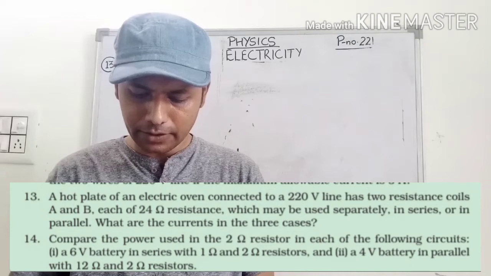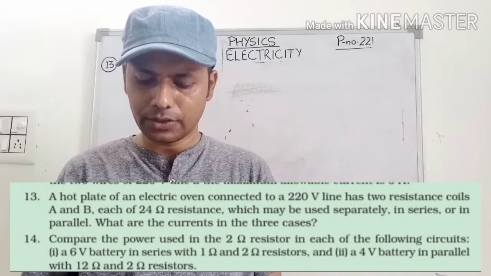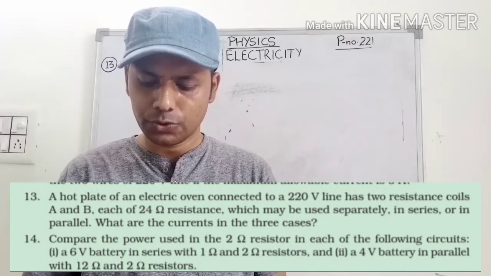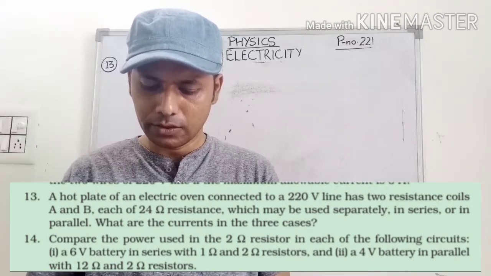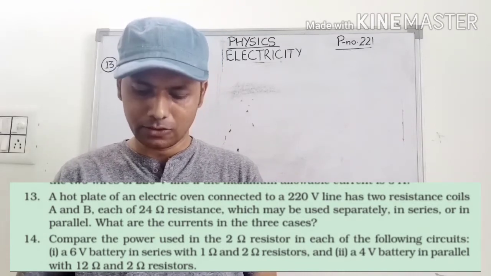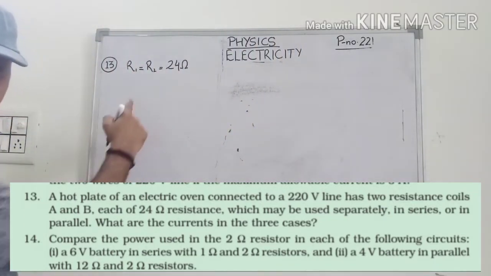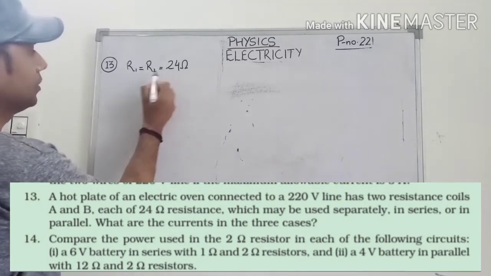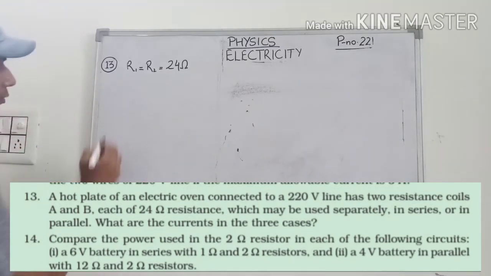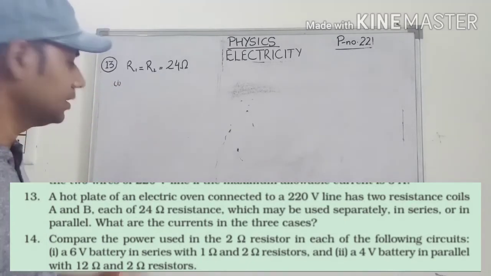Now next question number 13. A hot plate of an electric oven connected to a 220 volt line has two resistance coils A and B, each of 24 ohm resistance, which may be used separately, in series or in parallel. What are the current in the three cases? Now here we have got the three oven plates which are resistance coils, each having same resistance value 24 ohms. Now they are asking to find the current in the three conditions.